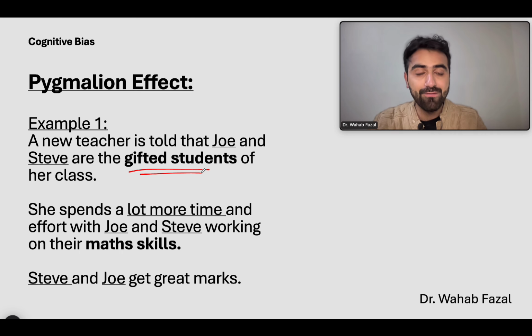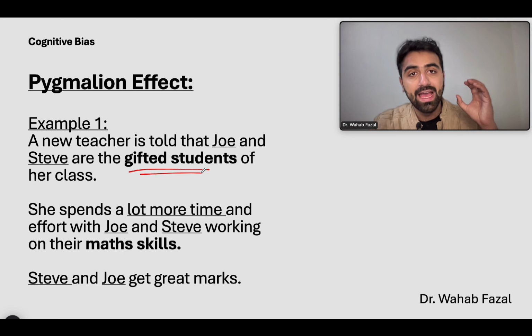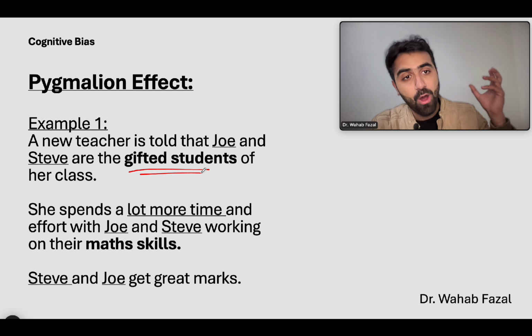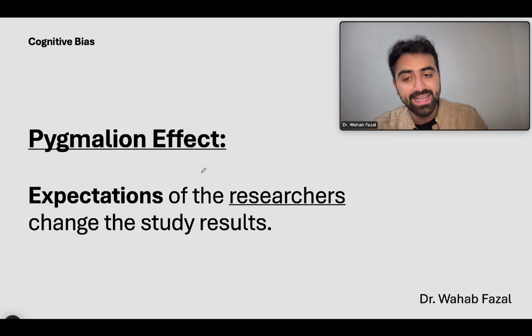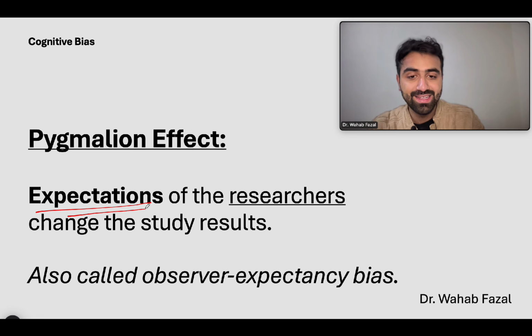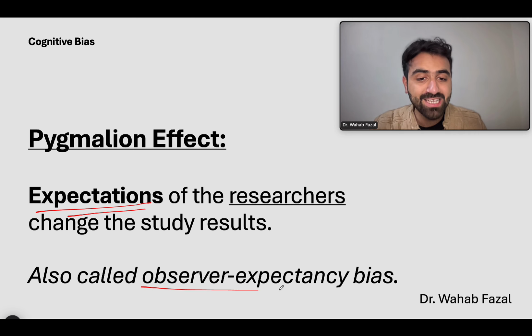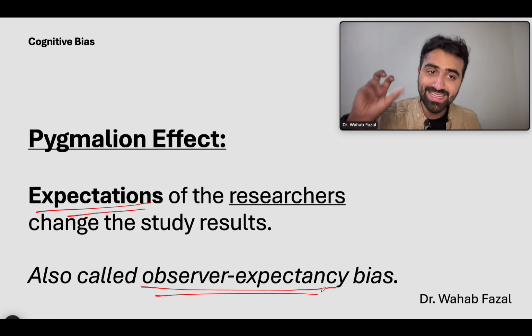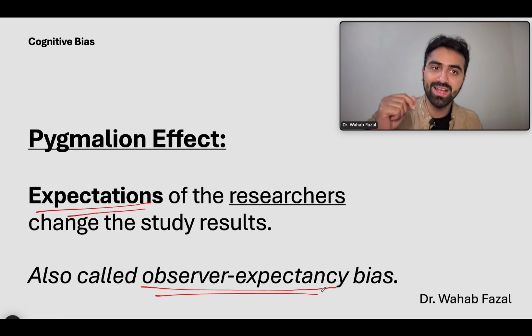This is Pygmalion effect. When the researcher or the person who is doing the study, their ideas, their beliefs, their perception somehow muddle the results of the study itself. So if you look at the definition, and we'll take another example as well, a more research focused example: expectations of the researcher change the study results. This is also called observer expectancy bias. Basically, the observer is now expecting something specific from the participants. You're expecting a specific answer.